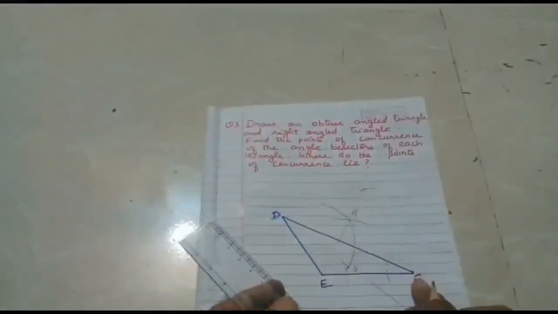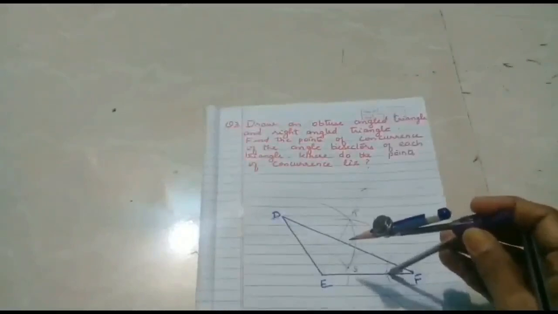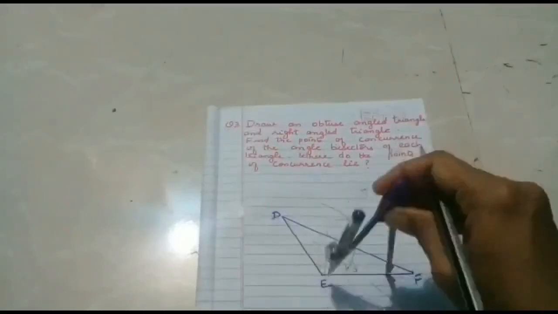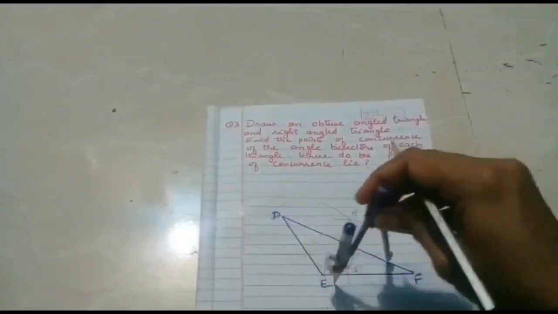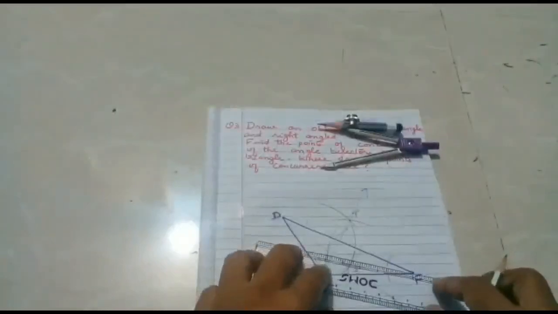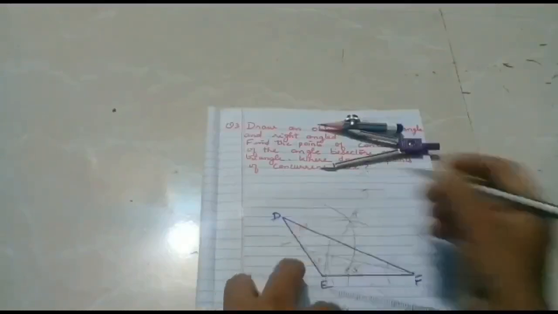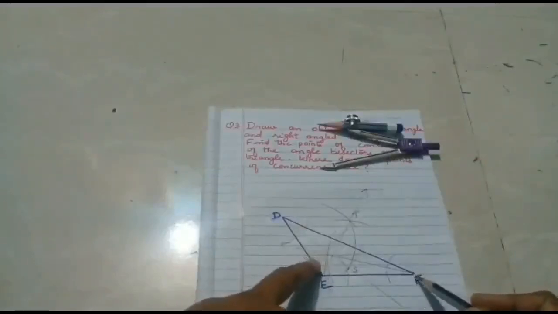Now next is for angle F. Already we have made an arc on either side of angle F. So now from here I'm going to draw an arc like this, and from here also I'm going to draw one more arc like this. I got this point. I'll name this point as U. Now I'm going to join F and U. So now this FU is the angle bisector of angle F.